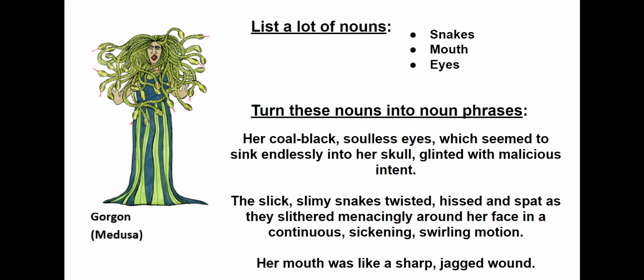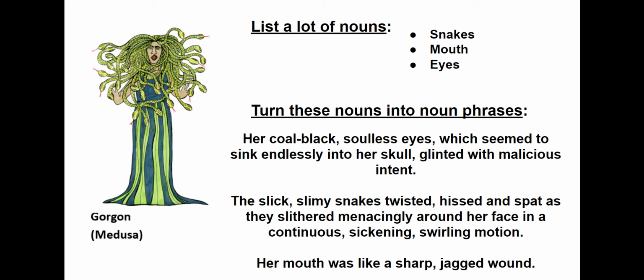All right, so here's a few that I thought of. Her coal black, soulless eyes, which seemed to sink endlessly into her skull, glinted with malicious intent. So let's break apart that first example. I've got her as my determiner, coal, black, soulless as my adjectives, and eyes is the noun I'm describing, all right, which seemed to sink endlessly into her skull. That would be my prepositional phrase. It's telling me where it's happening, where it is. Glinting with malicious intent. All right, that's a bit more added information in my sentence.